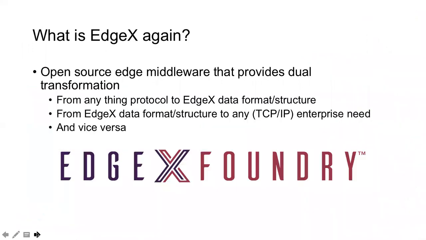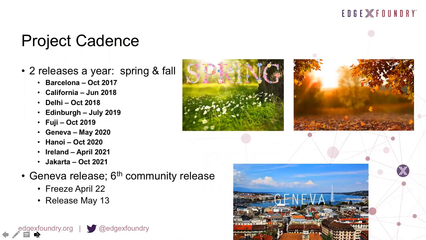Next slide. So in general, what is EdgeX? Again, an open source edge middleware product that provides dual transformation from any protocol into EdgeX in our data format and our data structure, and then from our edge data format structure to any TCP/IP based system that you might have out there, and vice versa, taking it in the opposite direction again in order to allow for actuation back down to those sensors and devices, allowing for command of those sensors and devices. Next slide. So that's kind of a brief introduction about what EdgeX is about, how it works.